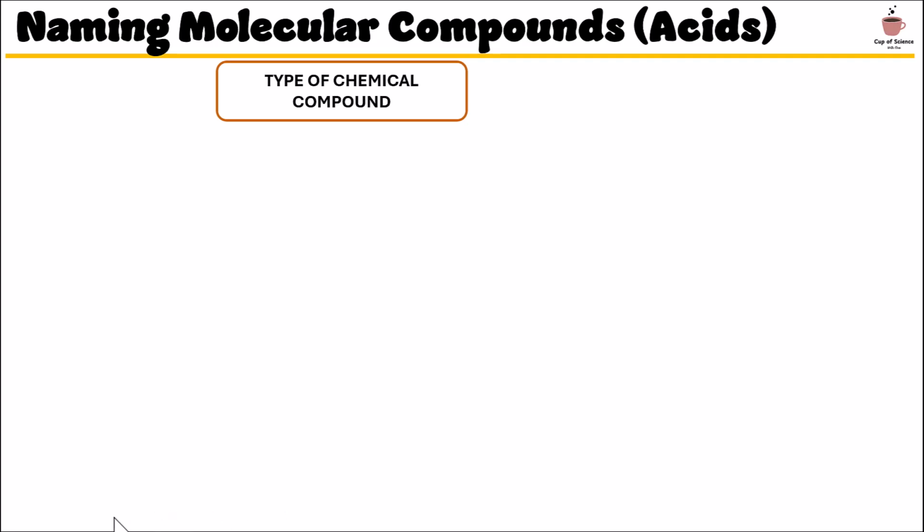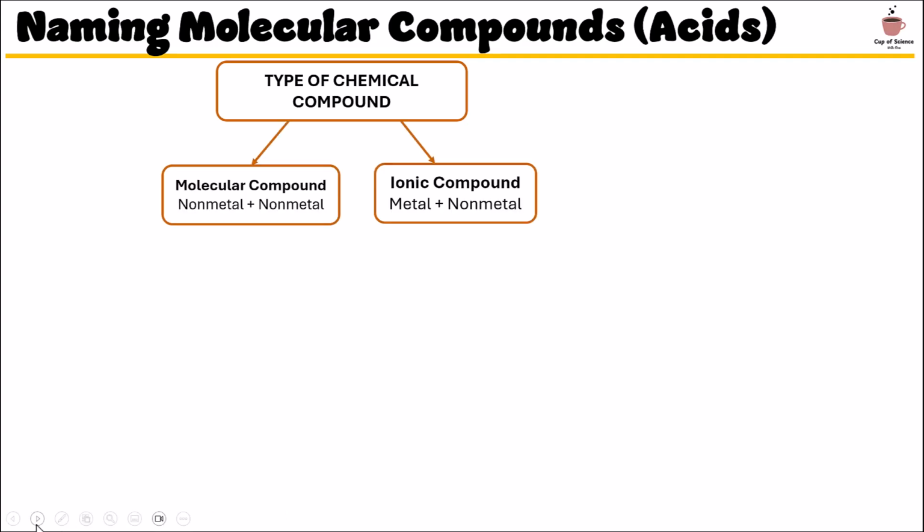There are two types of chemical compound. One is a molecular compound and the other one is an ionic compound. An ionic compound is made up of a nonmetal and a metal, whereas a molecular compound is made up of a nonmetal and another nonmetal. Our focus in this video is on the molecular compound, but mainly the acids.